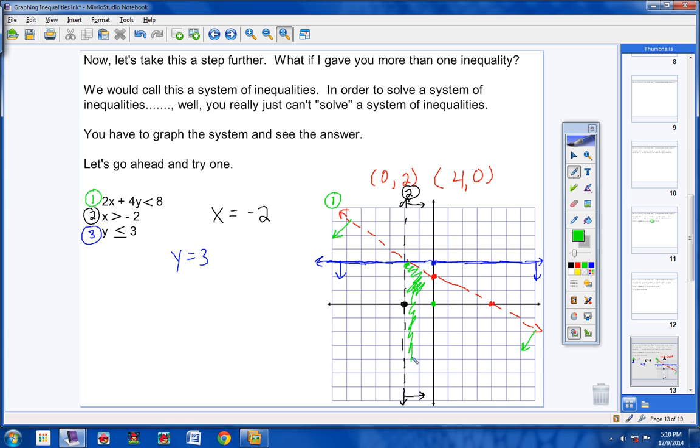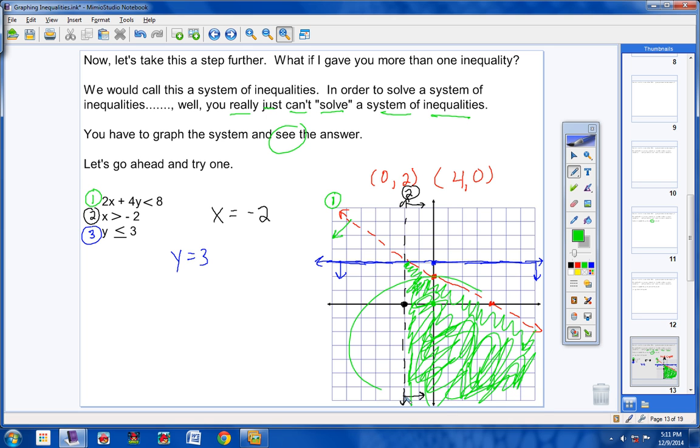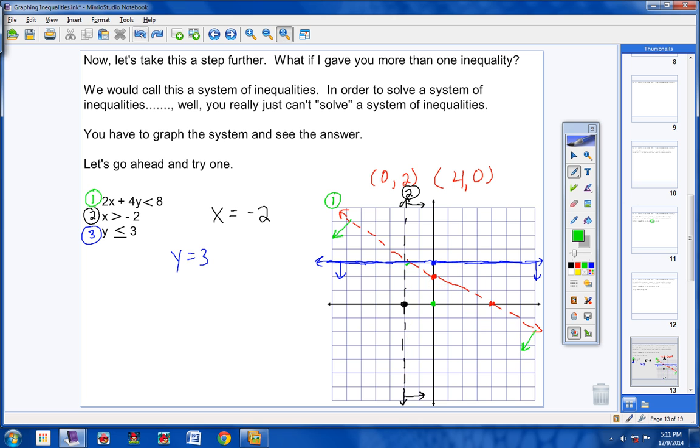There we go. Notice I'm below the blue line. Notice I'm below the red line. And notice I'm to the right of the black line. Okay? So there we go. There's the right answer. So, do you see what I'm saying? You really can't just solve a system of inequalities. You have to get a graph and see the answer. So here's the answer right here. This whole green shaded area is your answer. Okay? Now, you say, Mr. Hart, you told us you would show us one more way to shade. Yes, I'll show you one other way. And some students in the past have really liked this, okay? Okay, now, a lot of students.